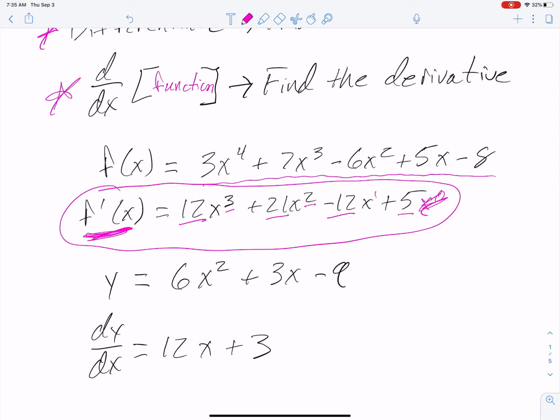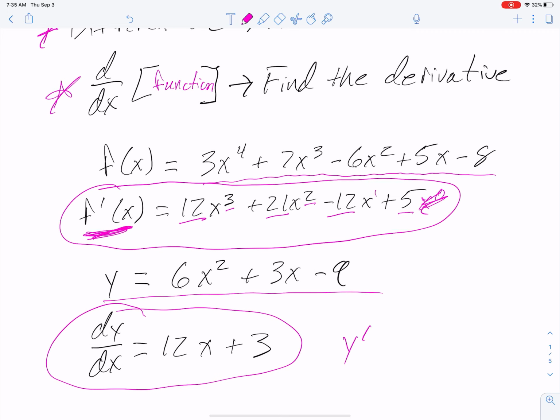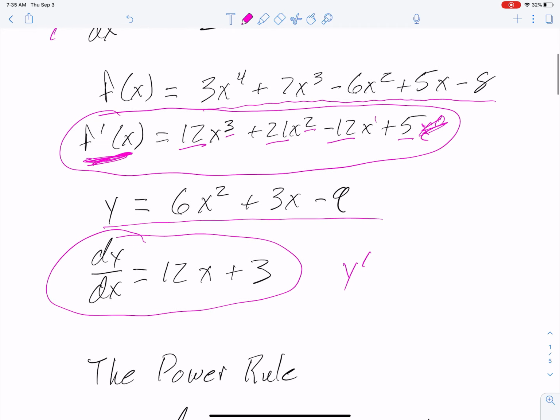And so similarly, if I was given a new function like 6x squared plus 3x minus 9, 2 times 6 would get me 12, 2 minus 1 would get me 1, 3 times 1 would get me 3, 1 minus 1 would leave me with x to the 0. But again, we typically don't bother to write those values in. Now, notice that I labeled it dy dx. I will typically always label it dy dx. If you prefer the y prime notation, that's okay. There will come a time later in the year when dy dx is absolutely necessary, but we're not there yet.